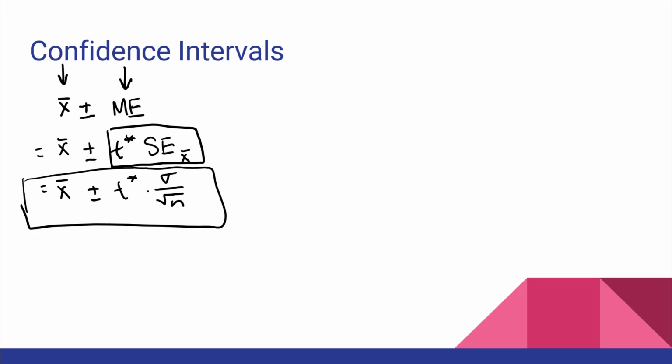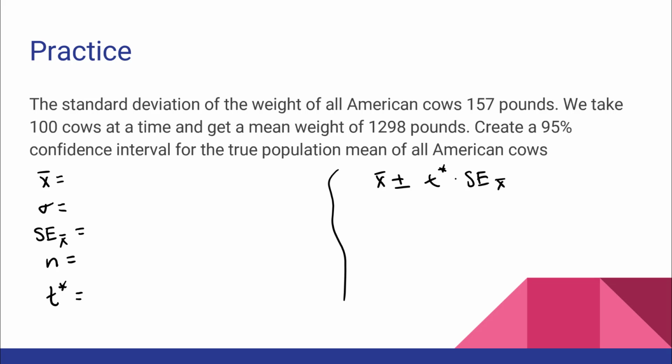For proportion confidence intervals, it was z-critical times a standard error. Now, because we're talking about means, we have a t-critical times a standard error. Now our standard error is equal to sigma over the square root of n. Putting that into practice, we have a question here.